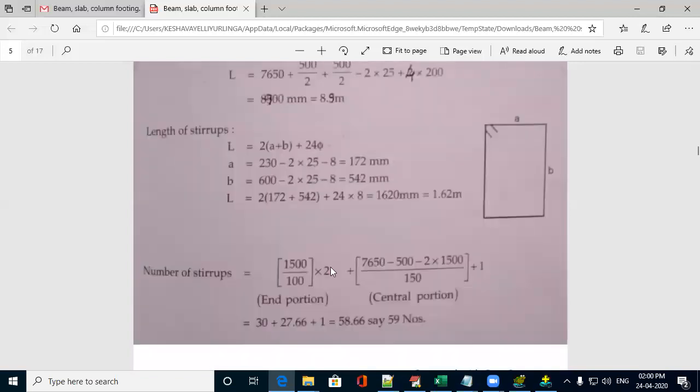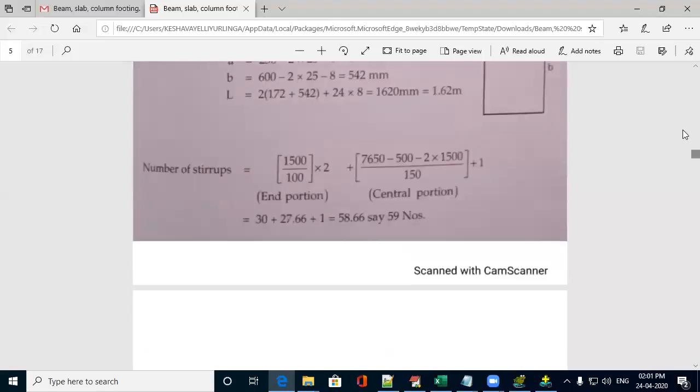So at the end portion, for a distance of 1.5 meter, that is 1500 mm, the spacing is 100 mm center to center. So 1500 by 100, into 2 at both the supports. At the center, we don't know the central distance. So the total distance we know is 7.65, that is 7650, minus 500 by 2, minus 500 by 2, minus 2 times 1500.